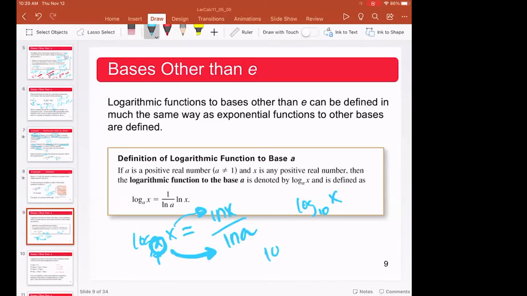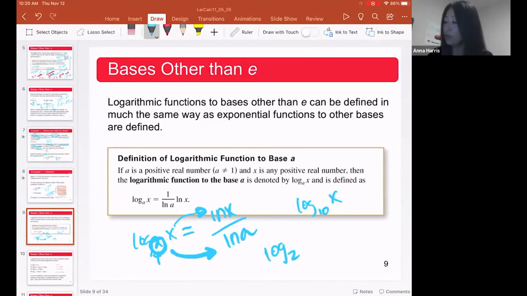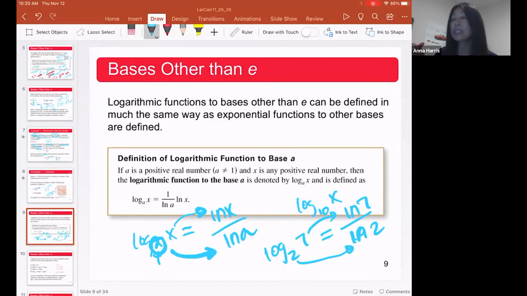So if I give you log base 2 of 7, then you can rewrite it as natural log of 7 over natural log of 2. Okay, you see that? That goes to the numerator, that goes to the denominator. The base goes to the denominator. So you're dividing by your base, so you can standardize it.